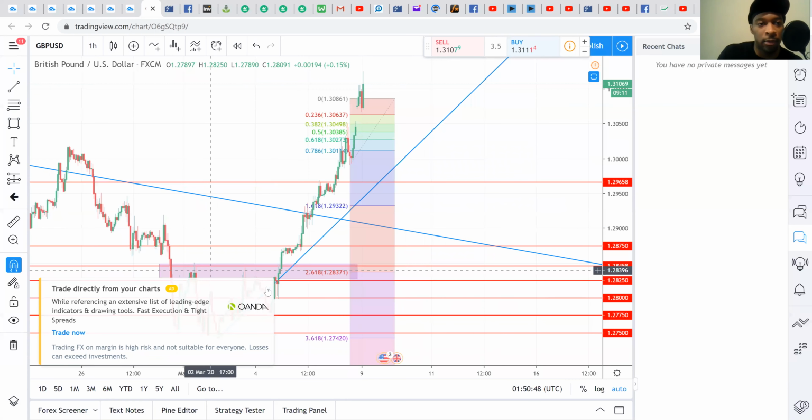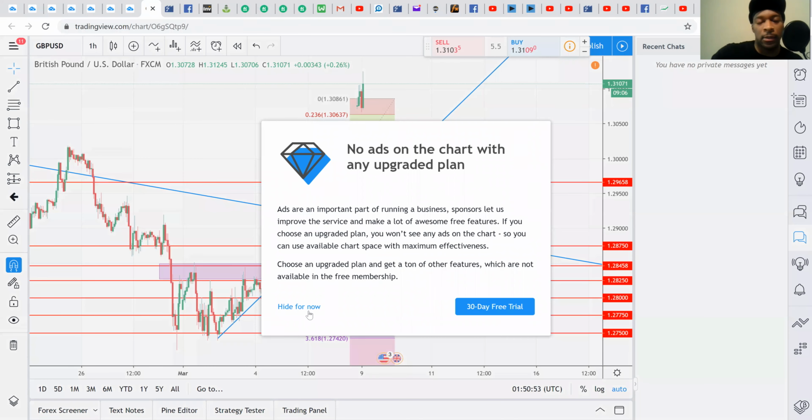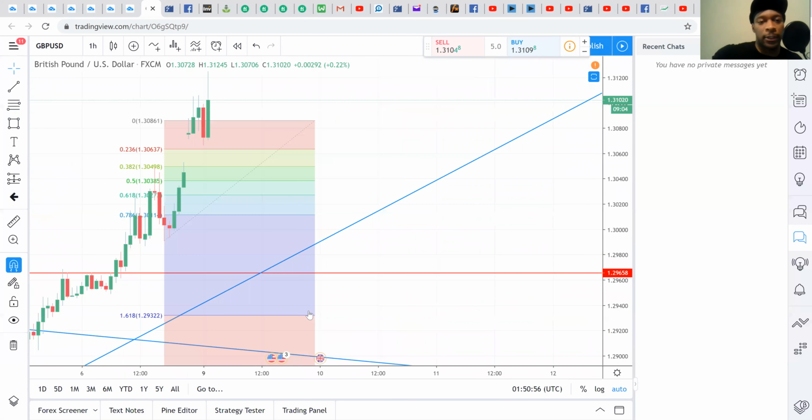And now let's look at the GBP. Okay, we already looked at that pair. So see, that's still uptrend for GBP USD.